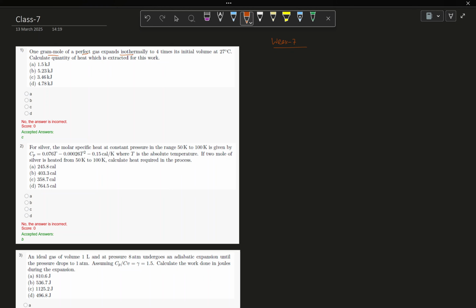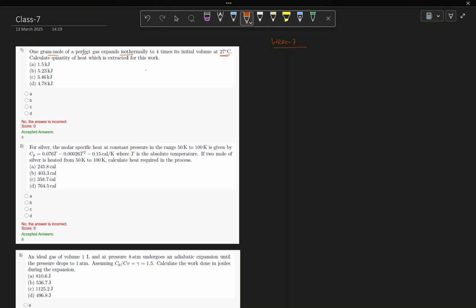And it expands isothermally. That means it is an isothermal process where the temperature remains constant throughout the process, right? And it expands to 4 times its initial volume, and the constant temperature is also mentioned, which is 27 degrees centigrade. You know by now that this is the same as 300 Kelvin. Then calculate the quantity of heat which is extracted for this work. So we have to calculate the heat absorbed for this process of isothermal volume expansion, for this work.